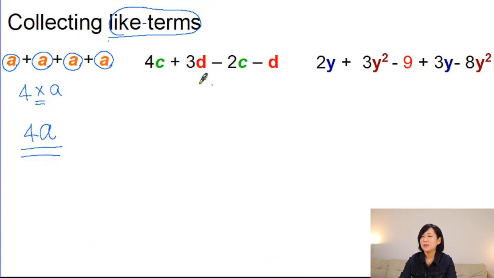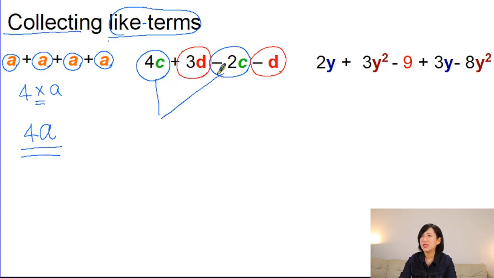The next one, now we've got 2 like terms, that is 4c and minus 2c, as it has got a c. Then 3d and minus d, these are like terms as it has got d. Then we put them together, collecting, you put them together. 4c minus 2c is 2c and 3d minus d is 2d. So when you simplify the expression, we can get 2c plus 2d.